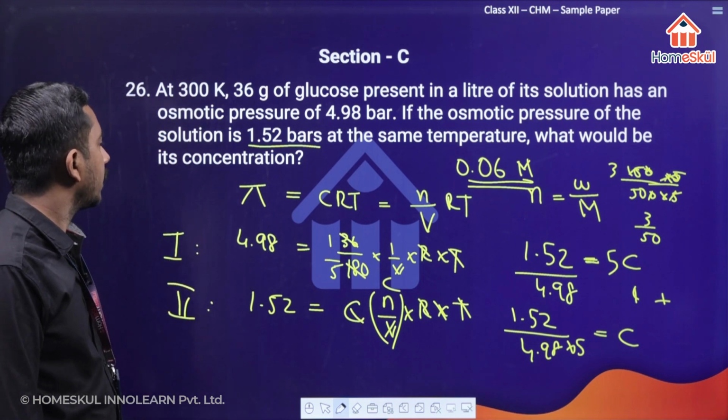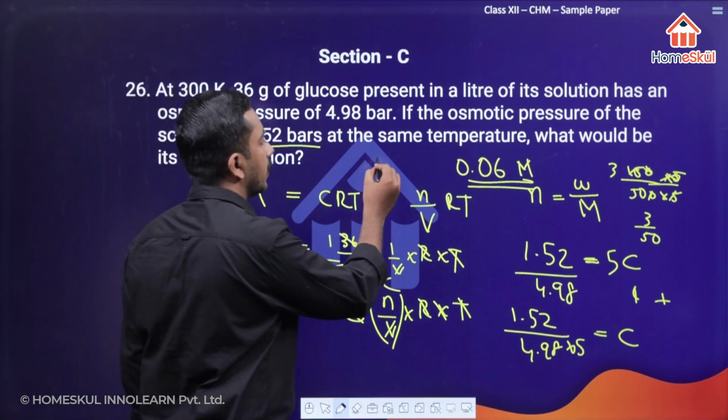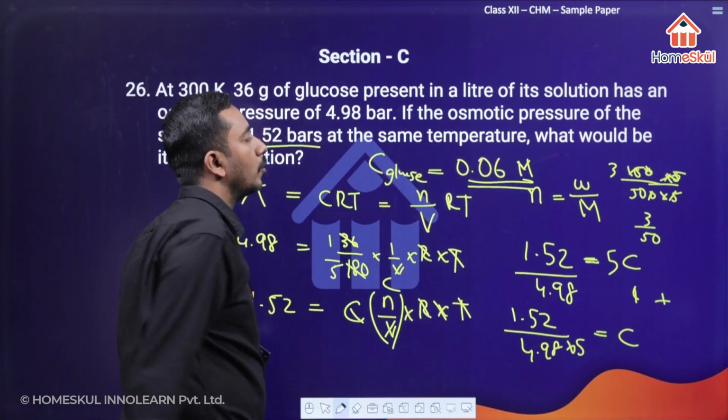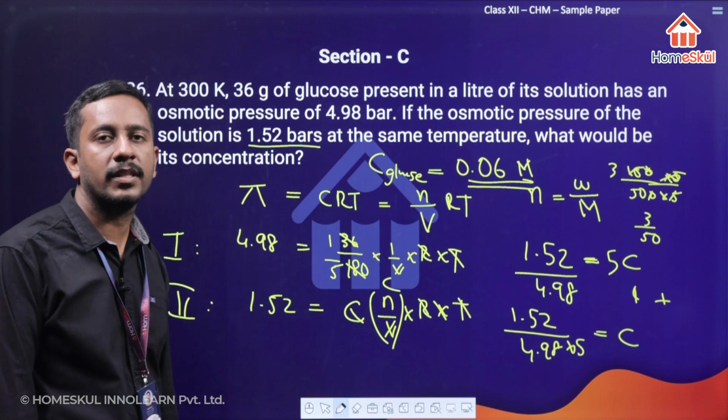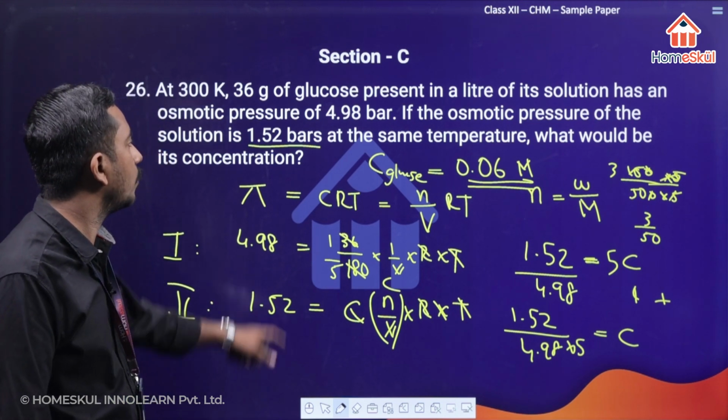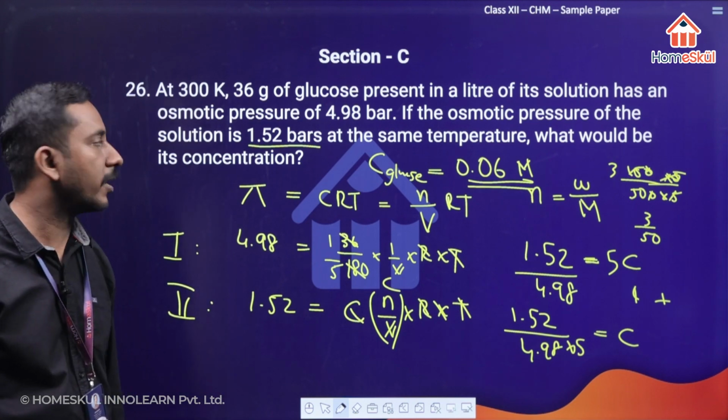So we should write the answer as the concentration of glucose. It means the concentration of glucose at 1.52 bar will be approximately equal to 0.06 molar. So that will be the molarity of the second solution, which is at a pressure of 1.52 bars.